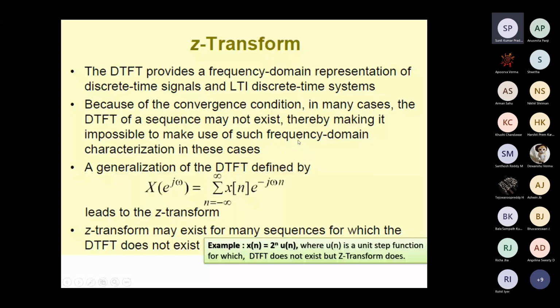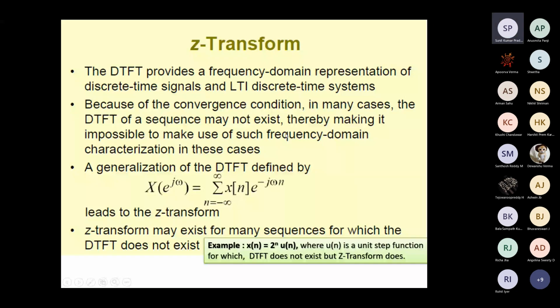Because there are certain signals for which the discrete time Fourier transform does not exist. For example, 2 to the power n u[n], a discrete time signal where u[n] is the unit step function. For this, the discrete time Fourier transform does not exist, but the Z transform does exist. So in those cases, the Z transform is very important.